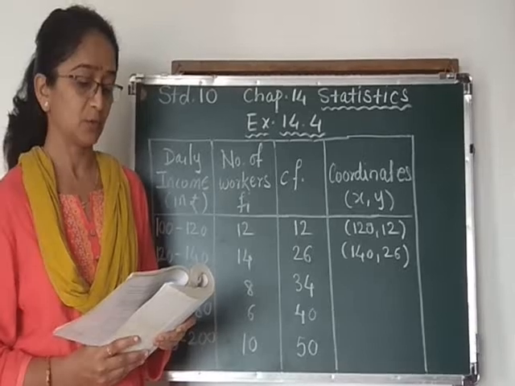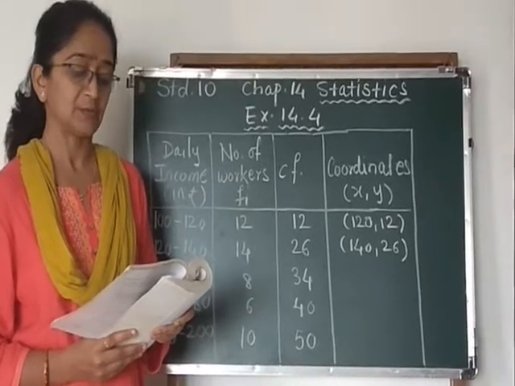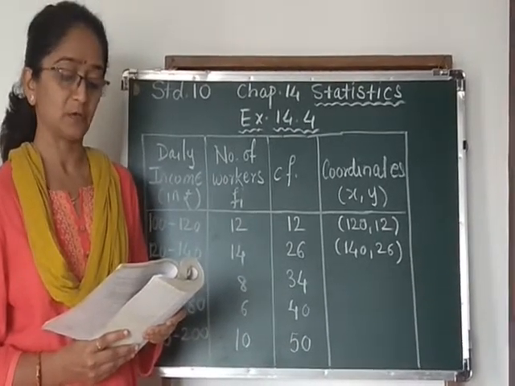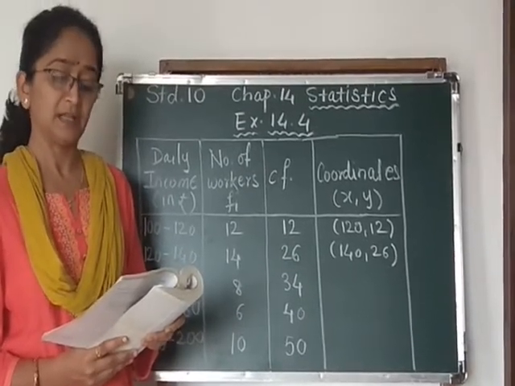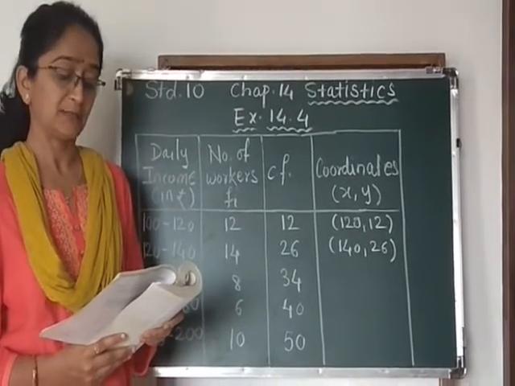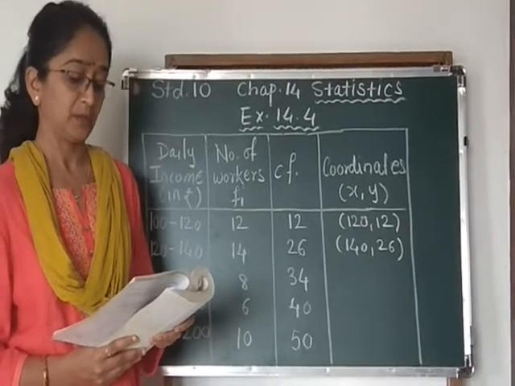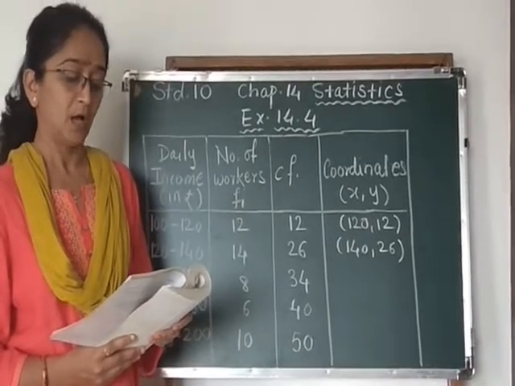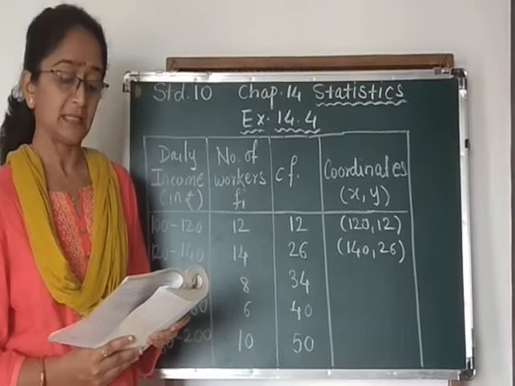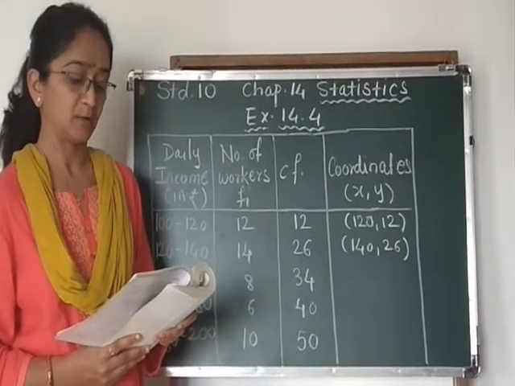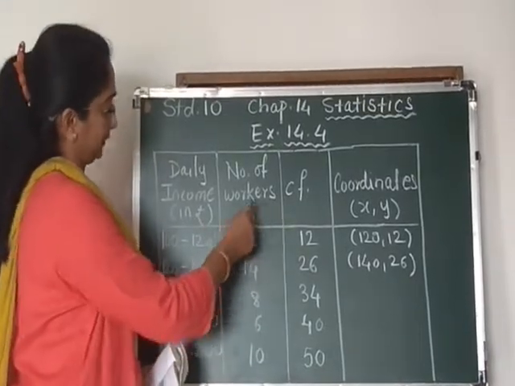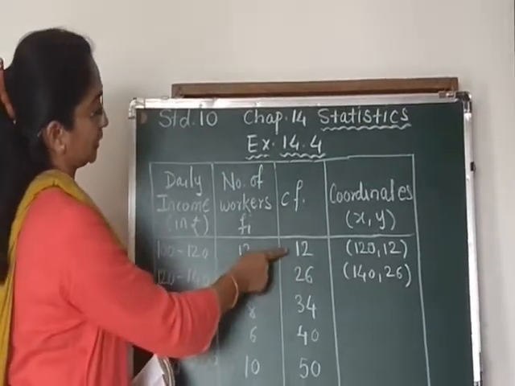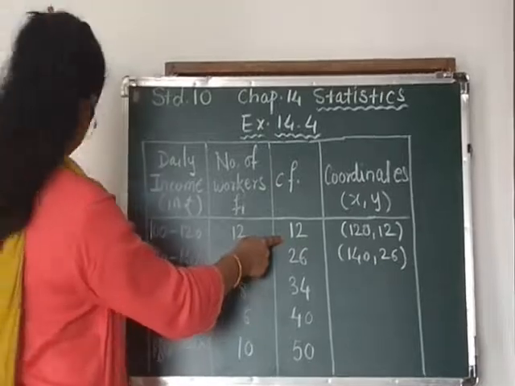Let us start exercise 14.4. I am reading the first question. The following distribution gives the daily income of 50 workers of a factory. The daily incomes in rupees are given as class intervals and the corresponding number of workers is given here. Now convert the distribution above to a less than type cumulative frequency distribution and draw its ogive.